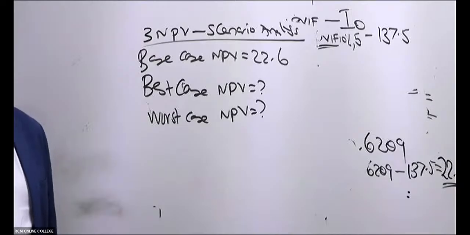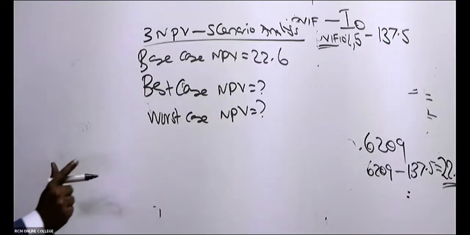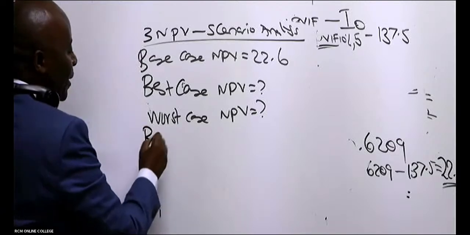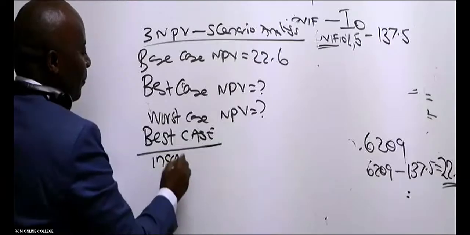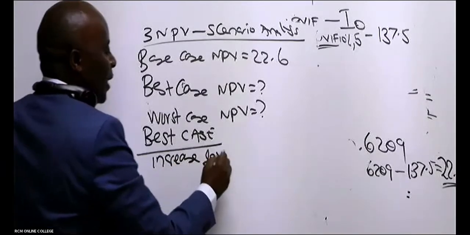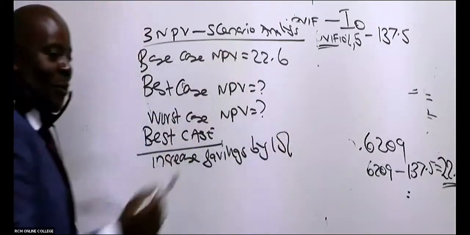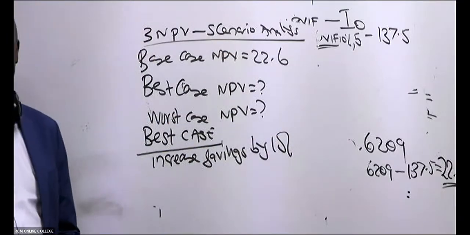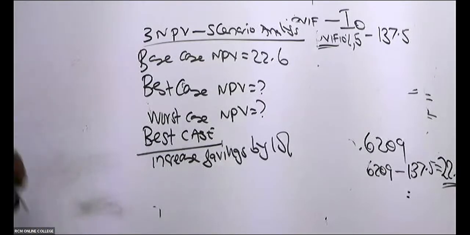So in this case, for you to get the best and the worst, you must look at the percentage variation given. They have told us to vary this variable by what percentage? 10%, yes. So let's start with the best case. We shall increase savings by 10%. You see, when our savings improve, that is good for us.